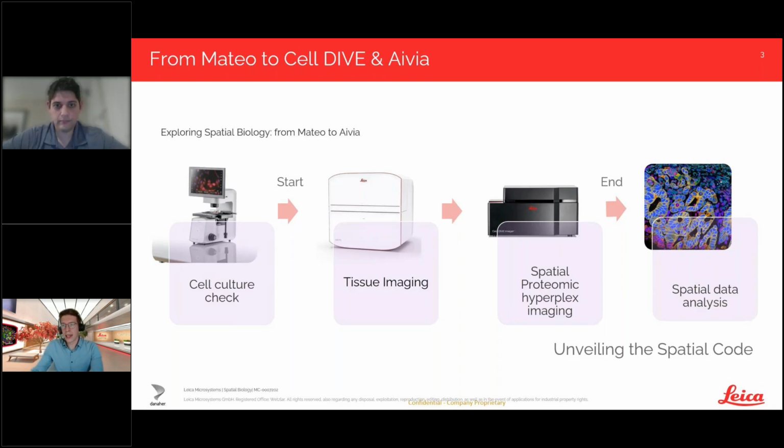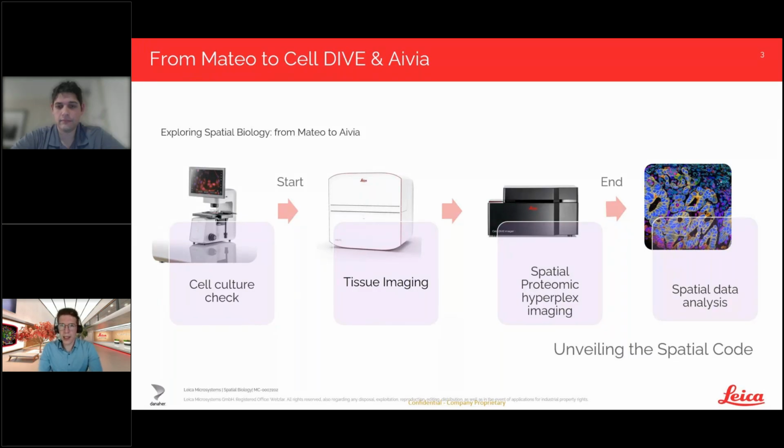And after that, you might go with your full-blown up to 60 different marker hyperplex imaging, which you can do on our so-called Cell DIVE microscope, which my colleague Michael will tell you more about. And of course, in the end, you need to extract your analysis, your insights from the samples that you have prepared and from your imaging. And we can then also tell you a little bit about this part at the very end, which is also what Michael will talk about.